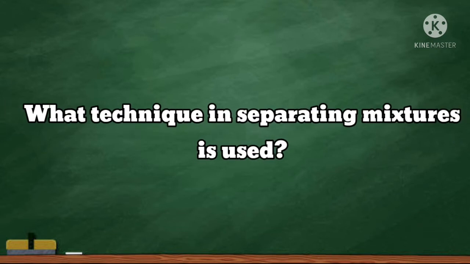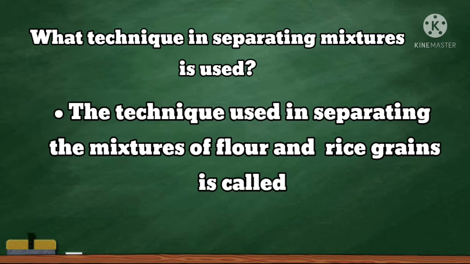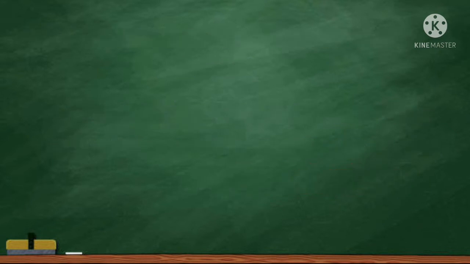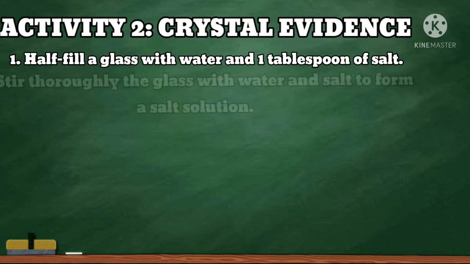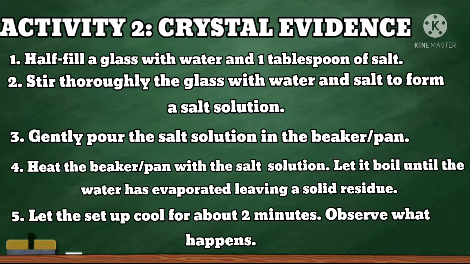What technique in separating mixtures is used? The technique used in separating the mixture of flour and rice grains is called sieving. The next activity that we're gonna do right now is the crystal evidence. Here are our procedures for this activity.